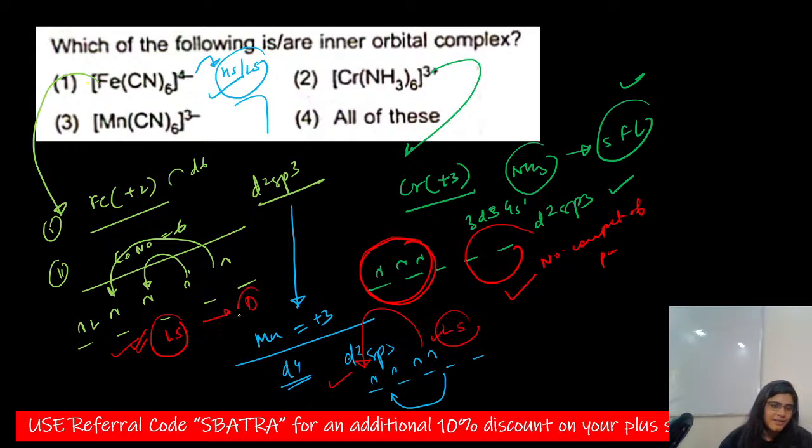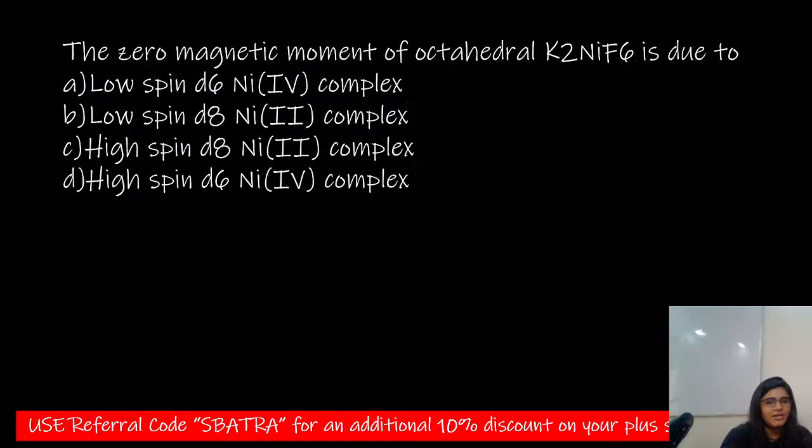The first one is a diamagnetic compound. The second one is a paramagnetic compound, and the third one is also a paramagnetic compound. So there is no relation of low spin with diamagnetism, and no relation of high spin with paramagnetism. I hope all of you are clear with these concepts. These are very important concepts. So next is this question.